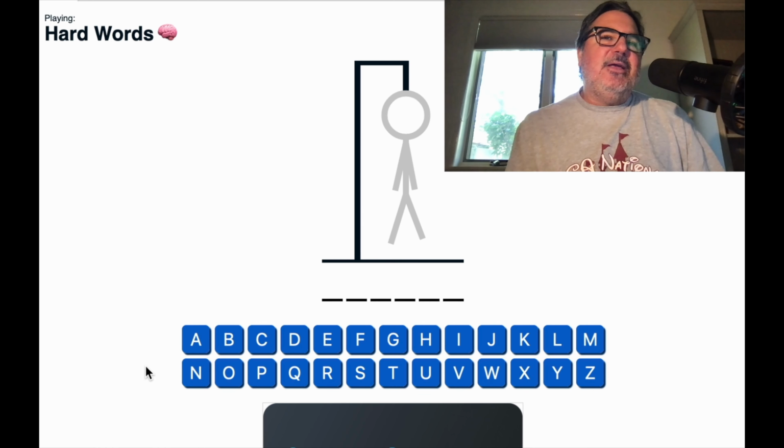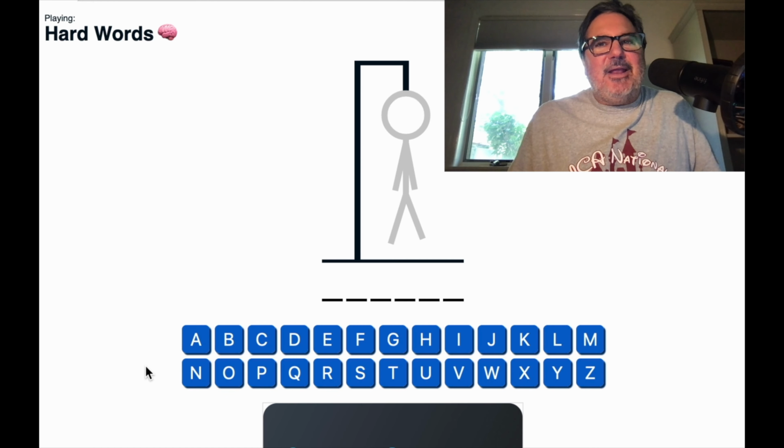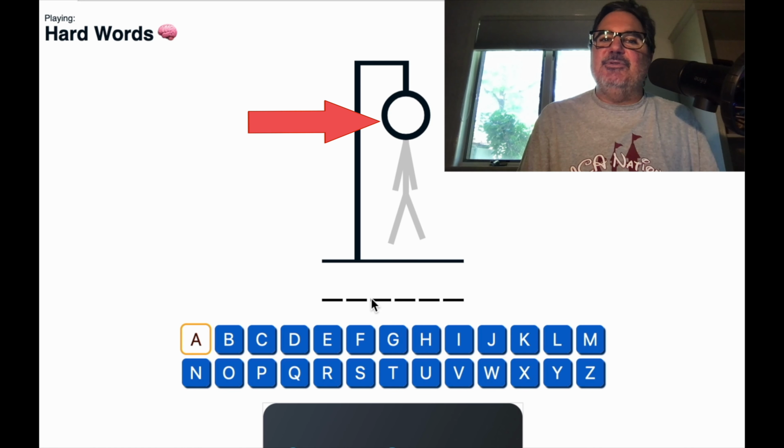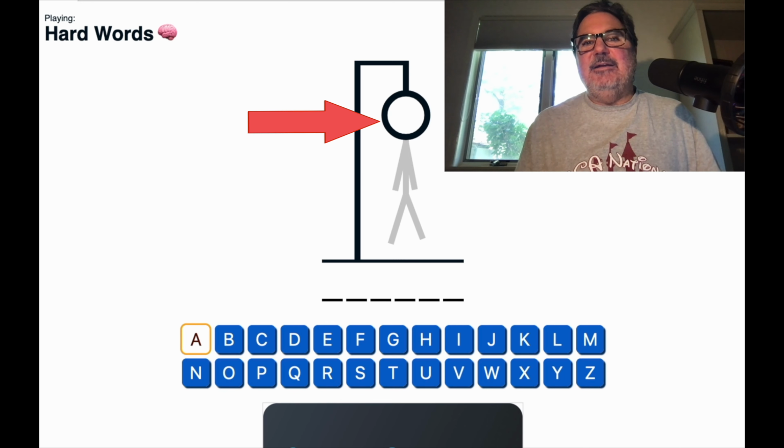If you've ever played Wheel of Fortune, you probably know how this game goes. It's like playing Wheel of Fortune by yourself. Let's just pick a vowel. A. Uh-oh, we're already wrong. There is no A. If there was an A, it would have shown up here. Instead, we got the hangman. Already, we drew the head.